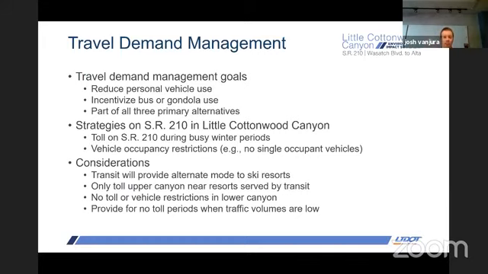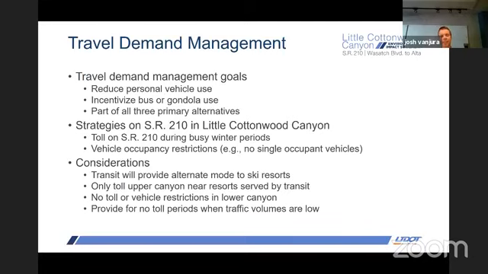Some of the considerations that are part of these tolling and occupancy restrictions include potentially only tolling the upper canyon and not tolling the lower canyon. The thought process there is we're providing a transit alternative to get up to the upper canyon. So you have a choice, and we want people to take that choice. So again, for the lower canyon, whether it be backcountry skiers or hikers or climbers in the spring, potentially there would be no tolling for those users.